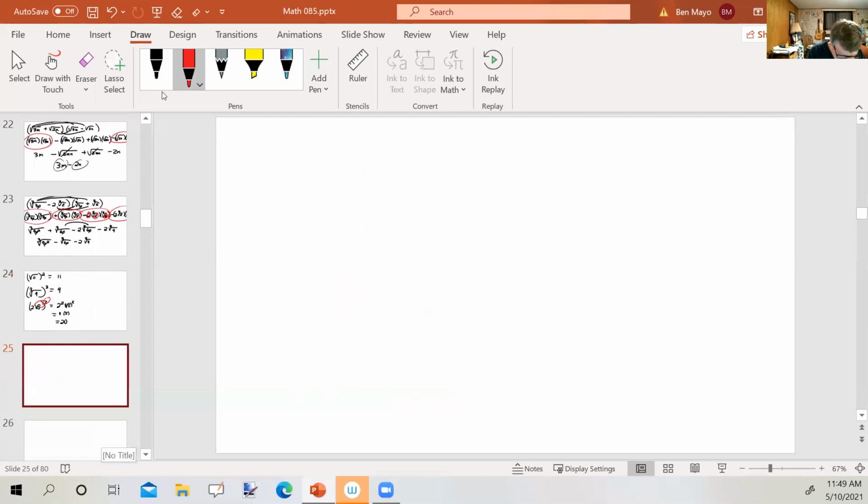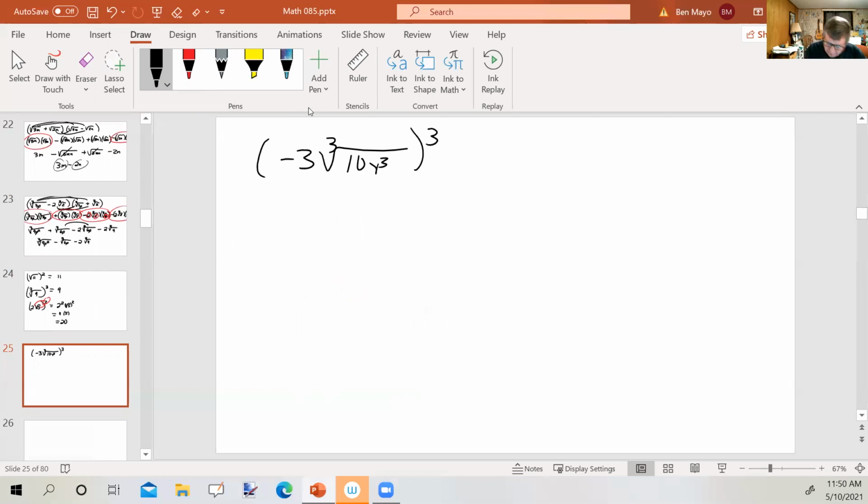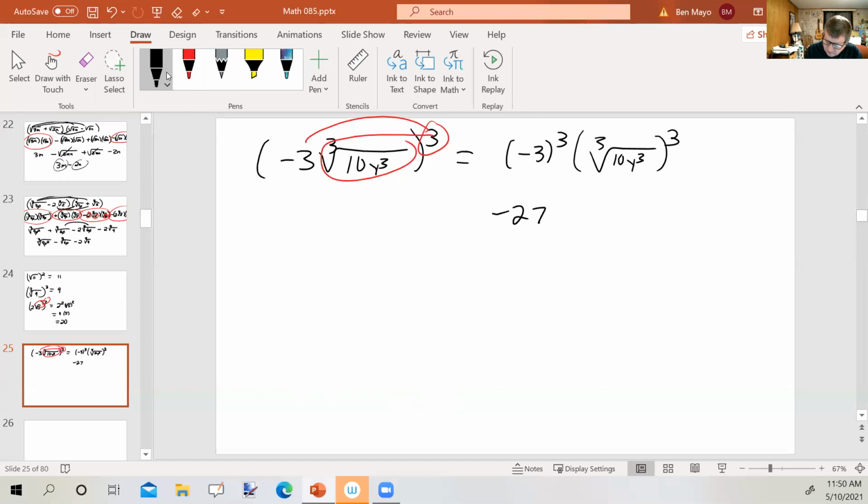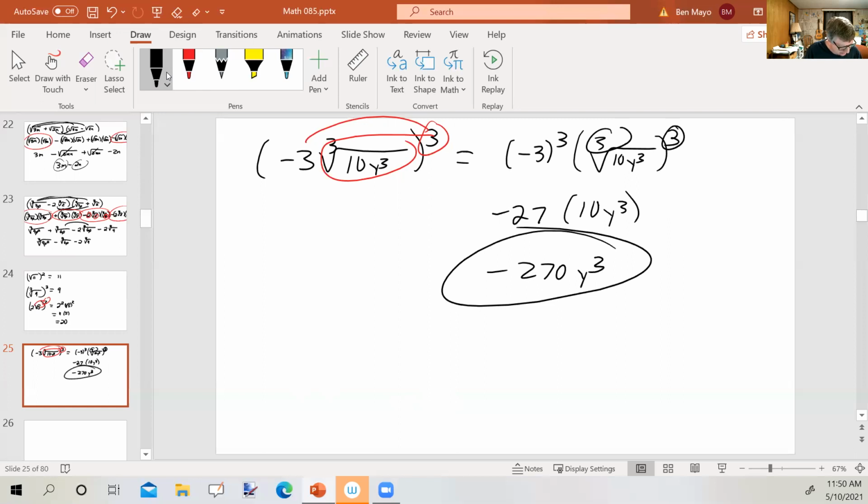Along those same lines, if I've got negative 3 cube roots of 10y cubed, and the whole thing is cubed, that's like negative 3 cubed, and then the cube root of 10y cubed, because this cube gets attached here and there. So I get negative 27, and then here those reduce out to 10y cubed, so negative 270y cubed, final answer.